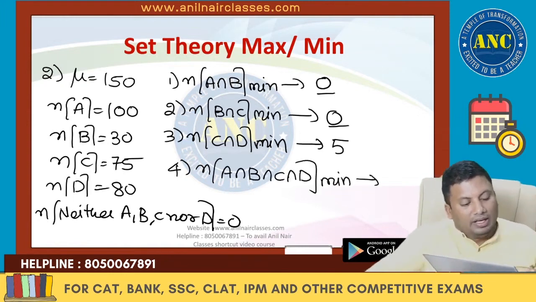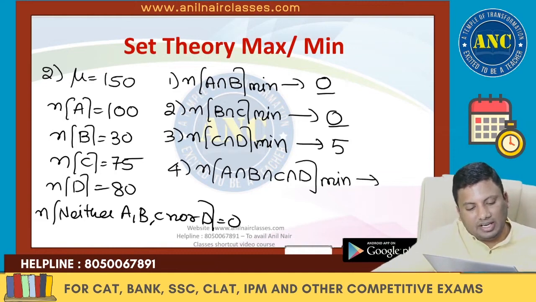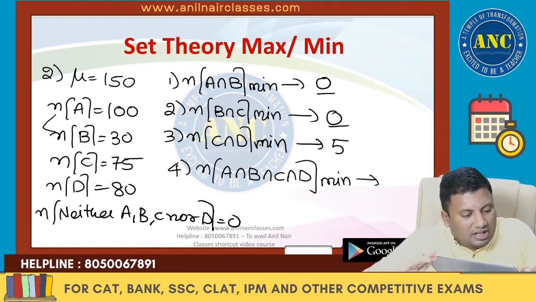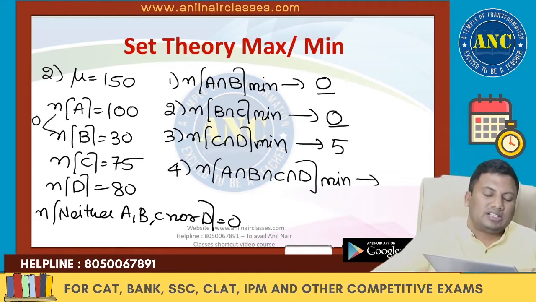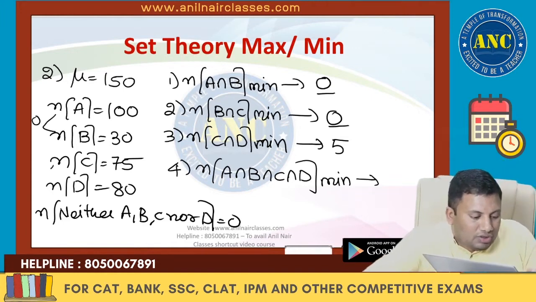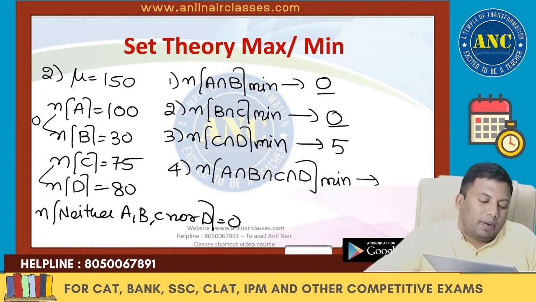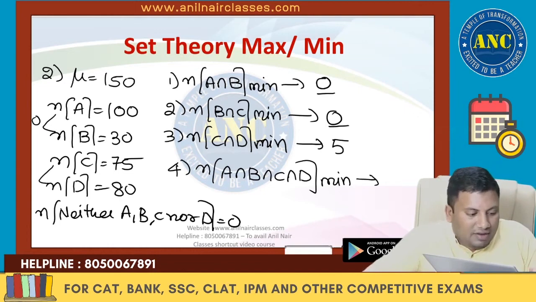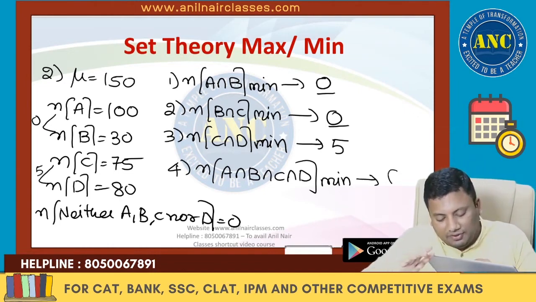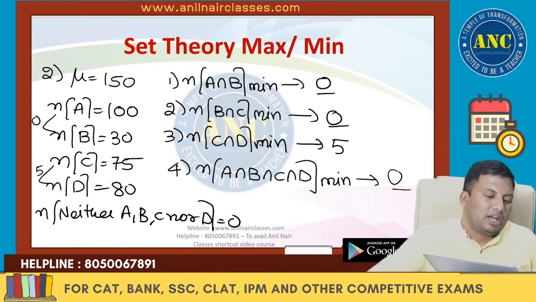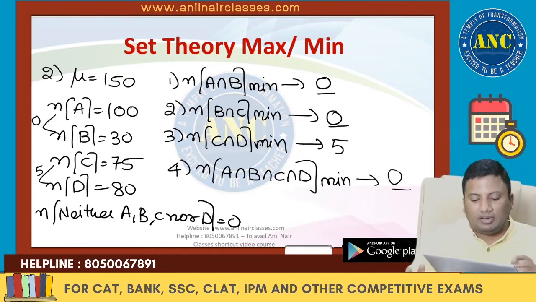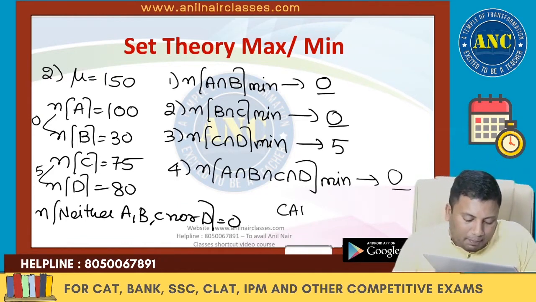Minimum value of A intersection B intersection C intersection D. This is nothing but 130, less than 150, so 0. These are nothing but 80 plus 75, 155, which is 5. 0 plus 5, 5 is less than 150. Answer is 0. Kindly reply in the live chat whether this CAT replica question is clear to you.